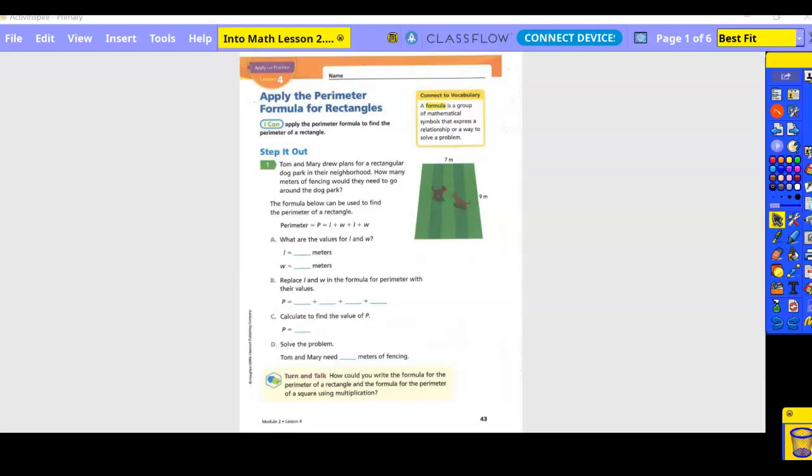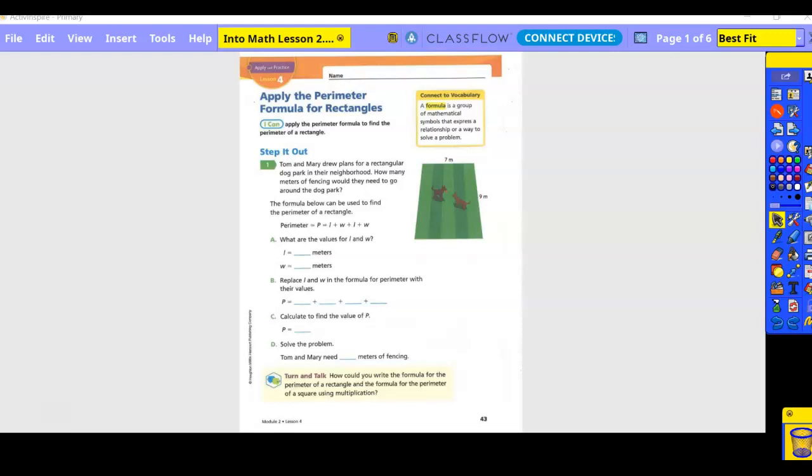Fourth grade math lesson 2.4. Apply the perimeter formula for rectangles. I can apply the perimeter formula to find the perimeter of a rectangle. A formula is a group of mathematical symbols that express a relationship or a way to solve a problem. So down here they gave us the formula for perimeter.